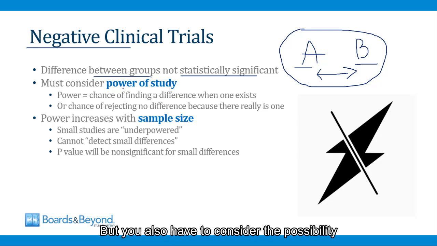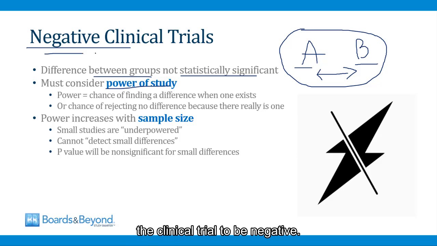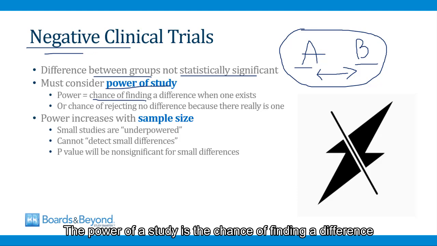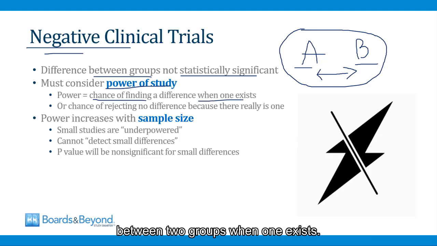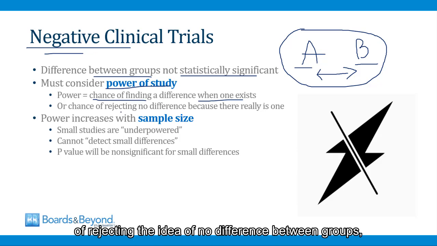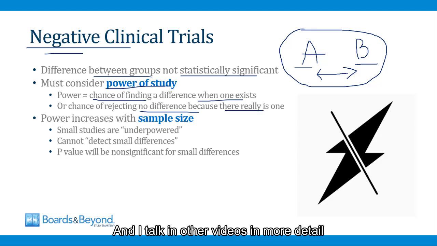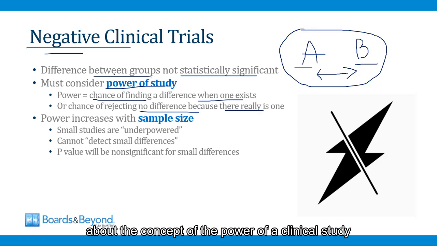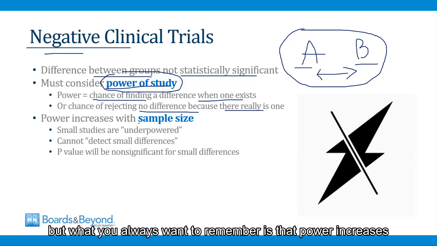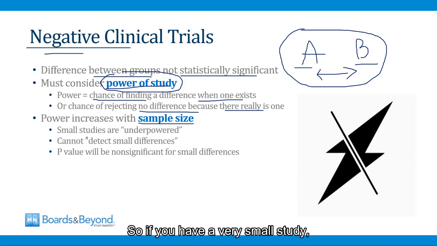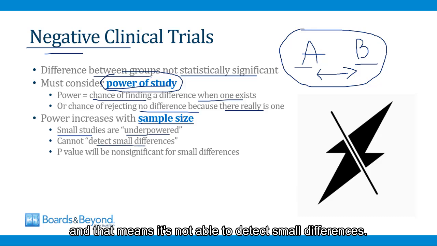But you also have to consider the possibility that the power of the study is what caused the clinical trial to be negative. The power of a study is the chance of finding a difference between two groups when one exists. You can also think of it as the chance of rejecting the idea of no difference between groups because there really is one. And I talk in other videos in more detail about the concept of the power of a clinical study. But what you always want to remember is that power increases with sample size. So if you have a very small study with a very small sample size, this study could be underpowered, and that means it's not able to detect small differences.